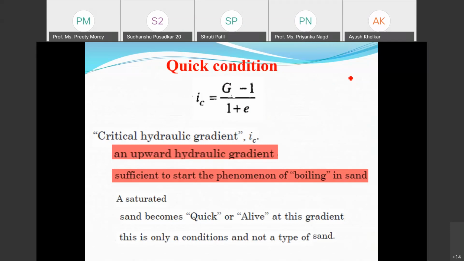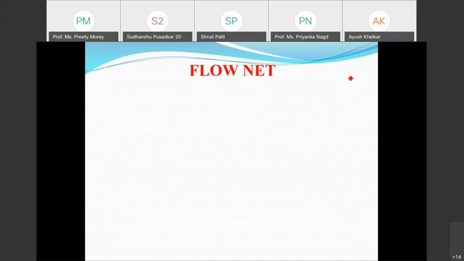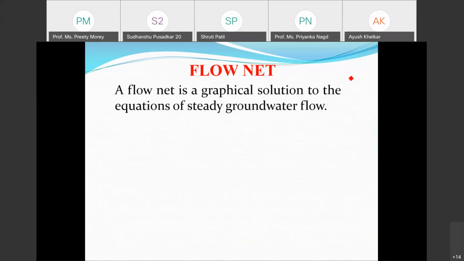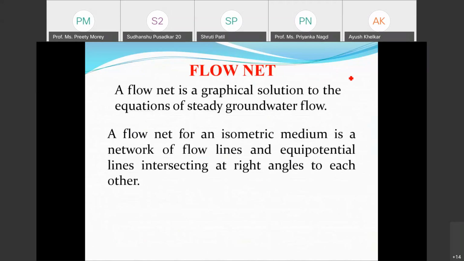Water is flowing through the bottom of the foundation. Now, to calculate the seepage through the foundation and through the body of the dam, I have to draw the flow net. What is the flow net? It is the diagram which draws the flow lines and the potential lines. So a flow net is a graphical solution to the equation of steady groundwater flow. In an isotropic medium, it is a network of flow lines and equipotential lines.